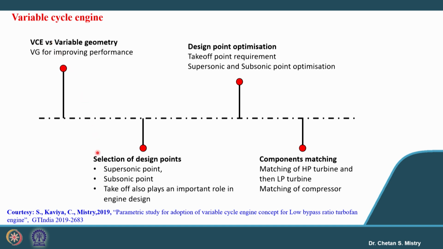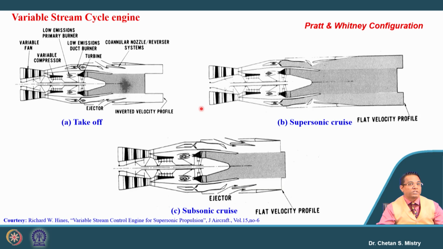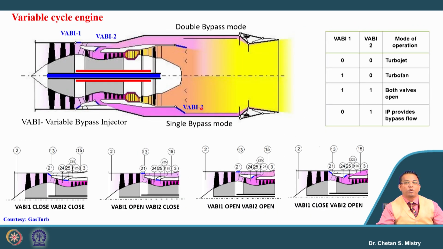What are the criteria? We have a supersonic point, a subsonic point, and a takeoff configuration. So we need to go with design optimization for takeoff, supersonic and subsonic configurations. We need to go with component matching and all those aspects. Now let's come to the point here. Let's look at this engine carefully. Suppose I am operating this engine as a turbojet engine. As per the requirement, the mass flow rate flows through my compressor as well as the combustion chamber and our turbine.